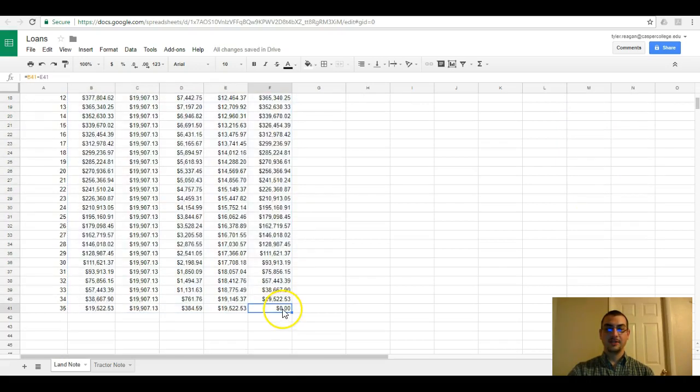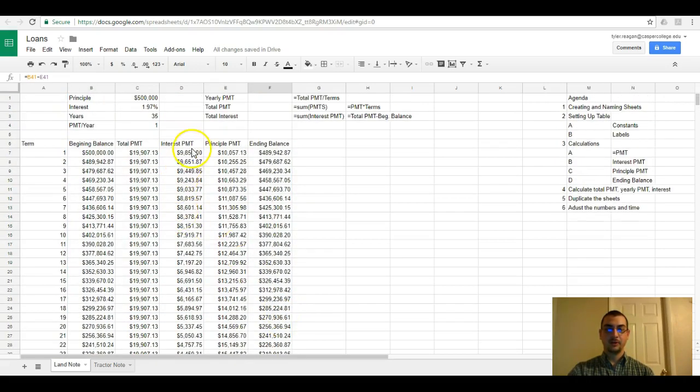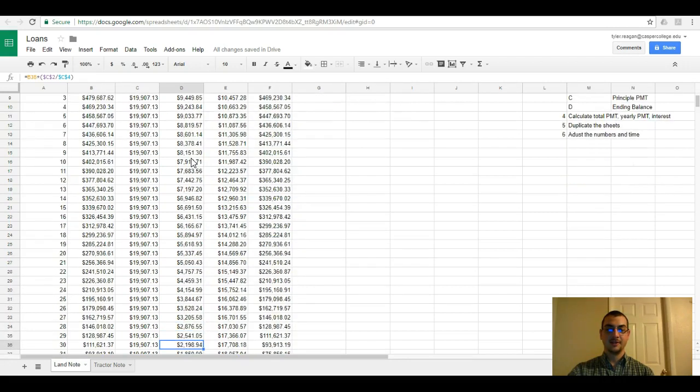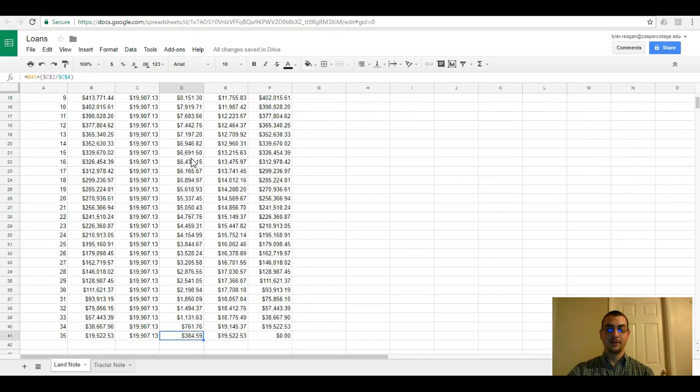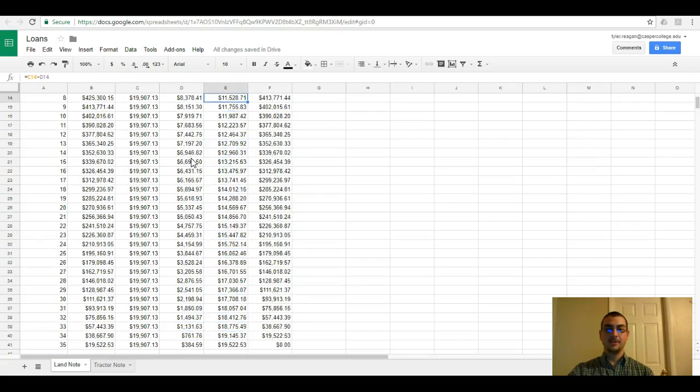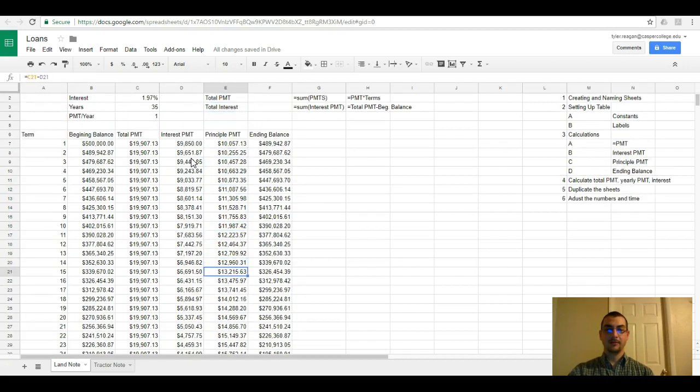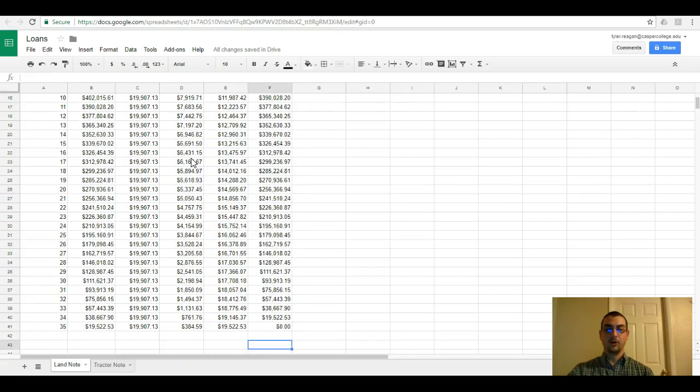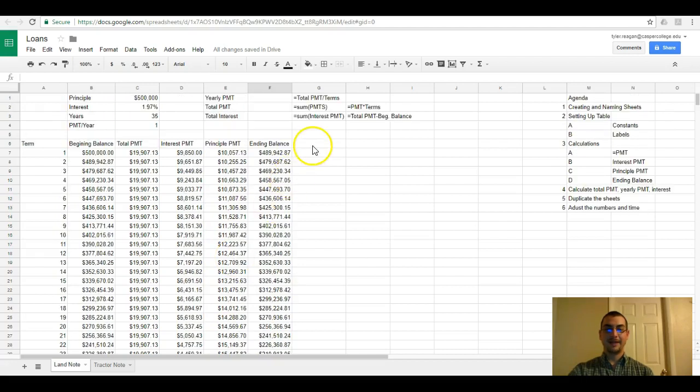Now what we see here is as we go down and we look at this interest payment, it is falling. You can see it's in the upper 9,000s, lower 9,000s, 8,000s, 7,000s, 6,000s, 5, 4, 3, 2, 1, and then it's down below 1,000 on these last couple years. But as you can see, the principal amount is going up. And through the whole time, you see that this ending balance keeps falling.